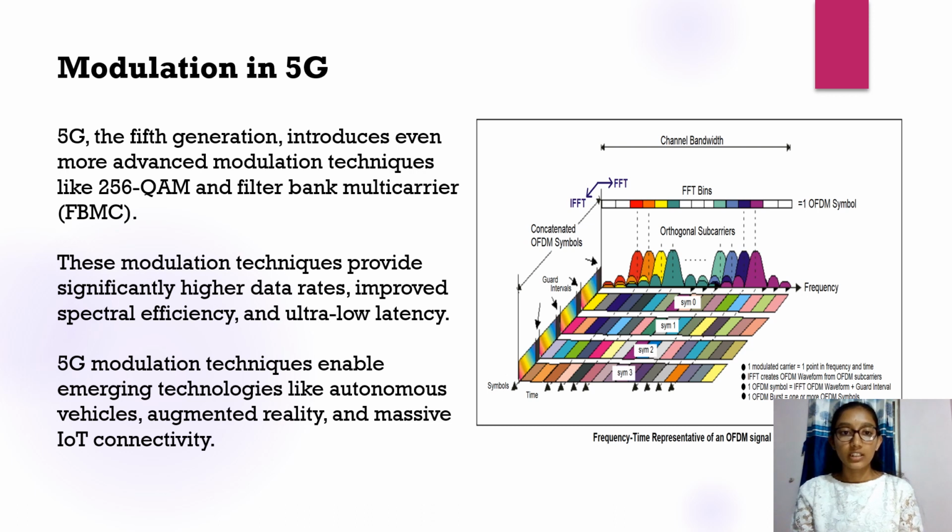Modulation in 5G. The fifth generation introduces even more advanced modulation techniques like 256 QAM and filter bank multi-carrier, FBMC. These modulation techniques provide significantly higher data rates, improved spectral efficiency, and ultra-low latency. 5G modulation techniques enable emerging technologies like autonomous vehicles, augmented reality, and massive IoT connectivity.